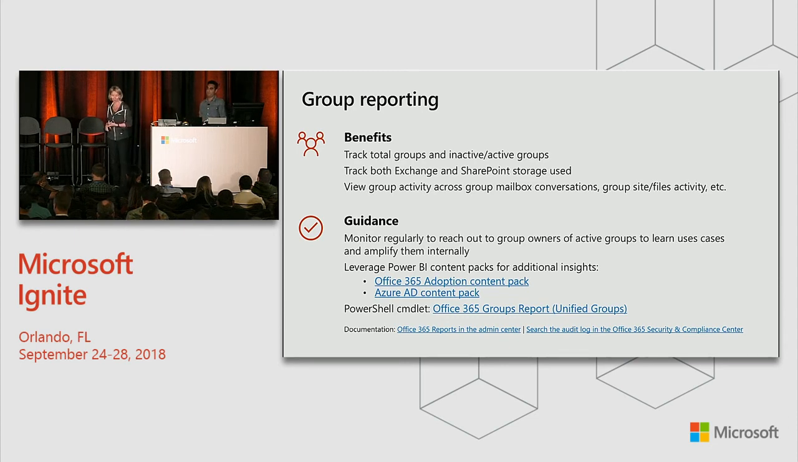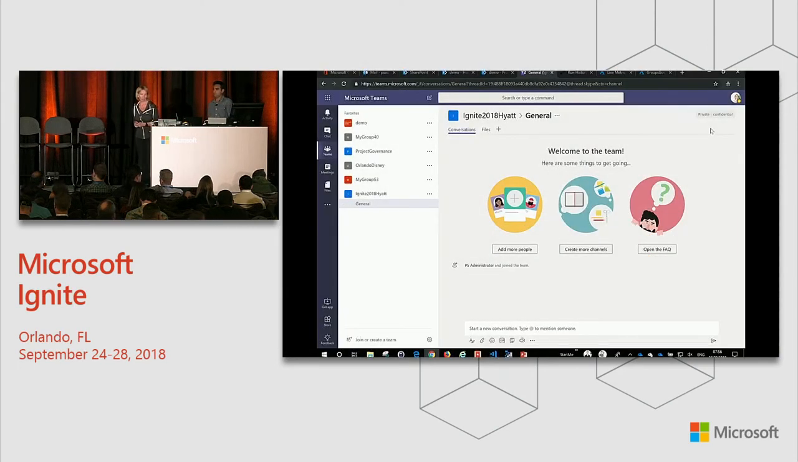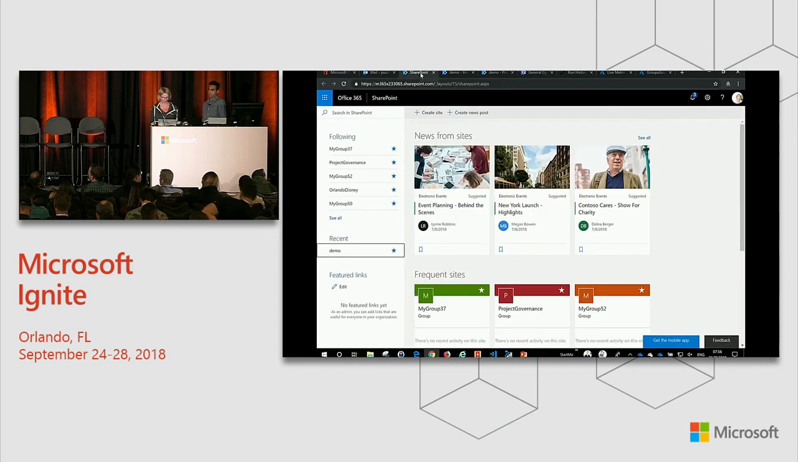And you can do that either through the built-in adoption content pack where you see the usage of that, because there could be a group which has a lot of storage in SharePoint and another group who has a lot of conversations in Teams and not so many files. And the last thing I wanted to show you is a group's governance dashboard we developed that helps an IT administrator to look at how that could work from an IT admin perspective. And so, yeah.